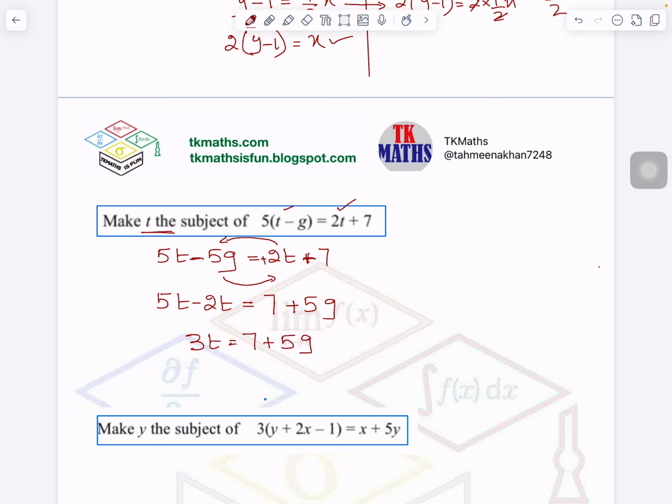Now what will we do, tell me? I need to remove this 3. Since it is multiplying, the language I used, cross multiply. So this is how I will make t the subject.